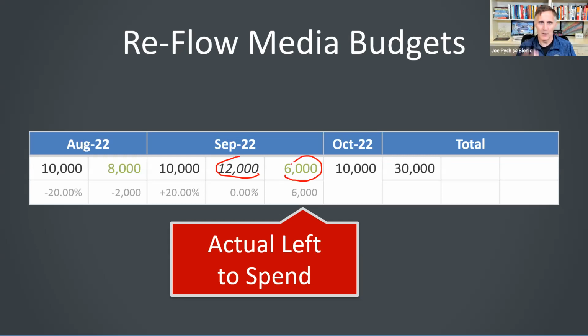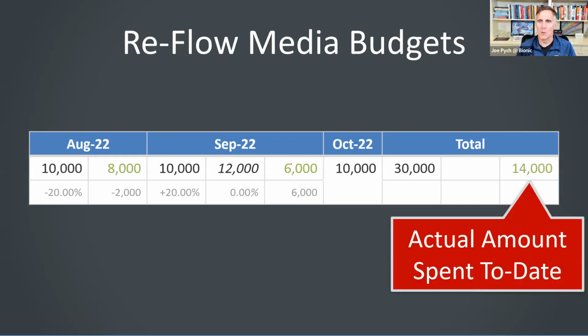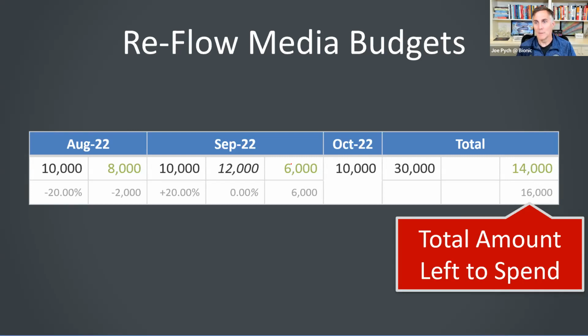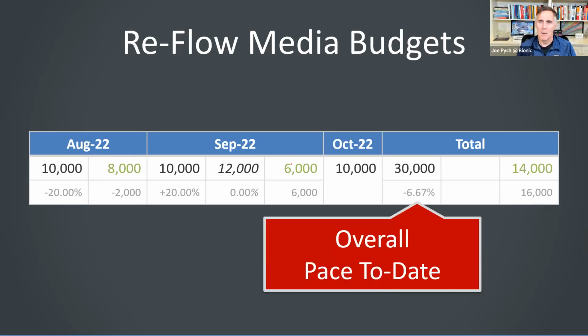And so we have 6,000, which is the 12,000 minus the 6,000 here. So now you're getting all this information, and you didn't have to touch anything. All this is being calculated for you. Then in the totals, you have some more information that's new. Your original plan was $30,000. So far, you've spent 14,000, so the 8 plus 6. You have 16,000 left, which is the 30 minus the 14.